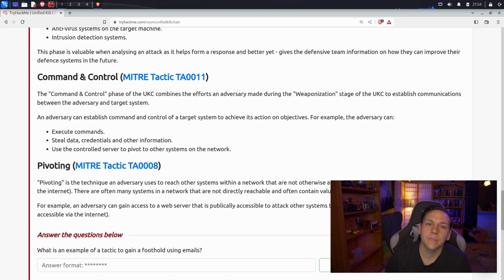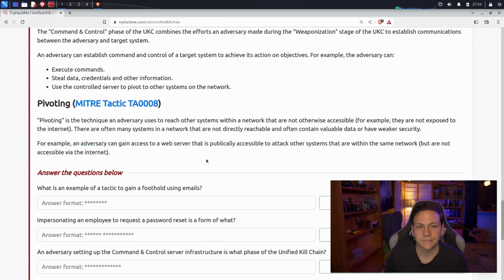Command and control. The command and control phase of the UKC combines the efforts an adversary made during the weaponization stage of the UKC to establish communications between the adversary and target system. An adversary can establish command and control of a target system to achieve its actions on objectives. For example, the adversary can execute commands, steal data, credentials, and other information, use the controlled server to pivot to other systems on the network.